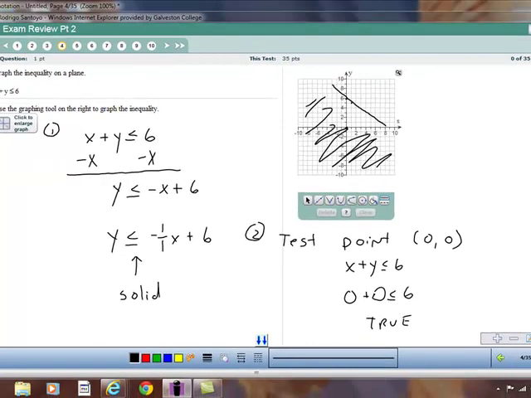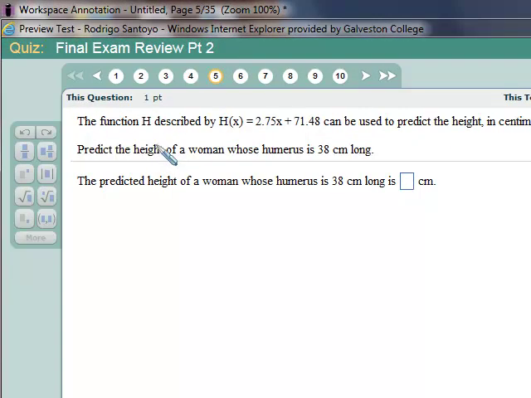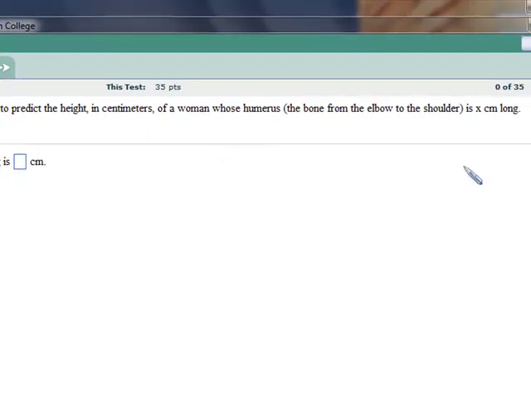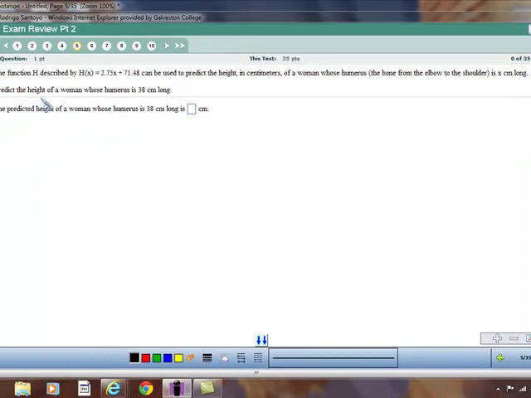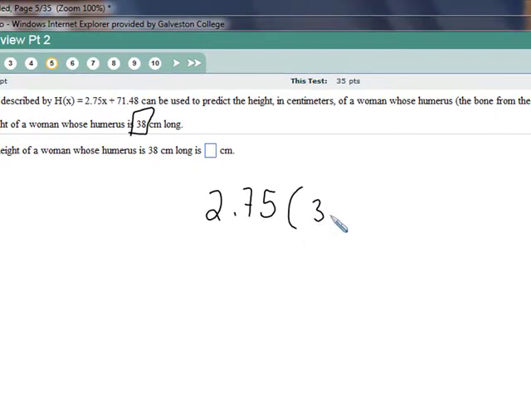Alright, let's go to number 5. Number 5 tells us the function h described by h of x equals 2.75x plus 7.14 can be used to predict the height in centimeters of a woman whose humerus is x centimeters long. They want us to predict the height of a woman whose humerus is 38 centimeters long. So all we're going to do here is just replace x with 38.